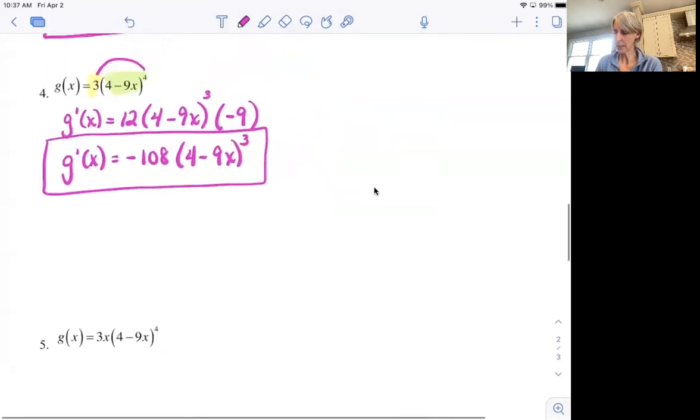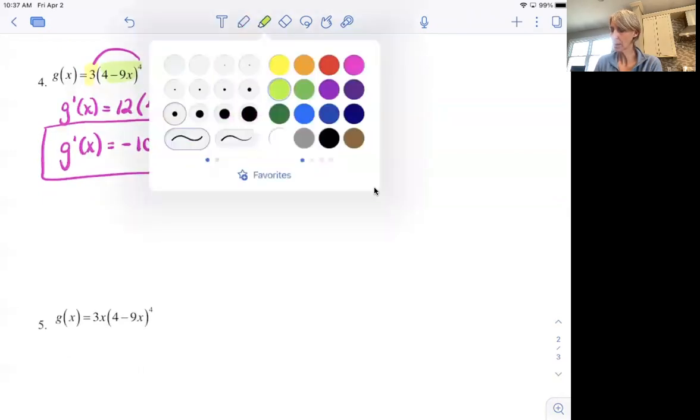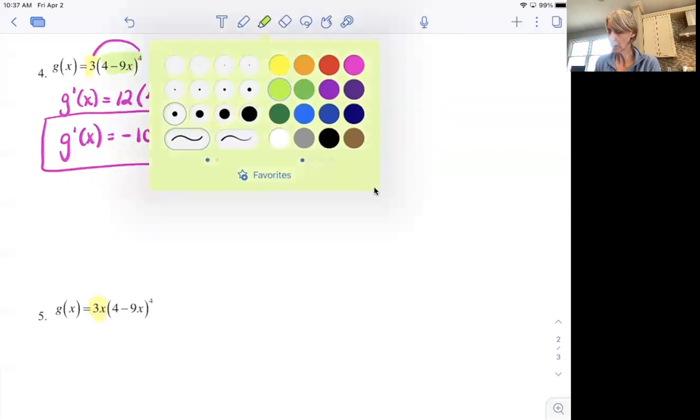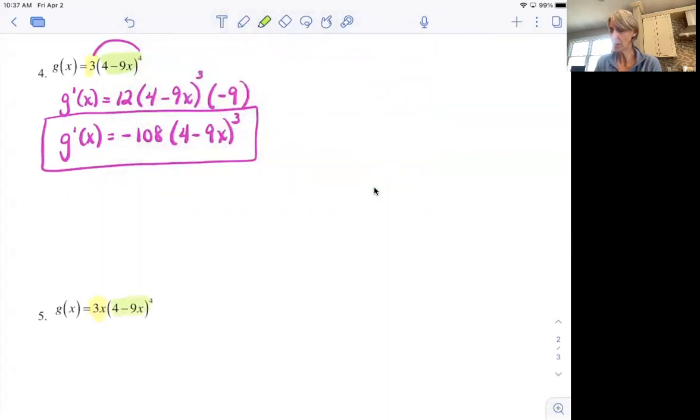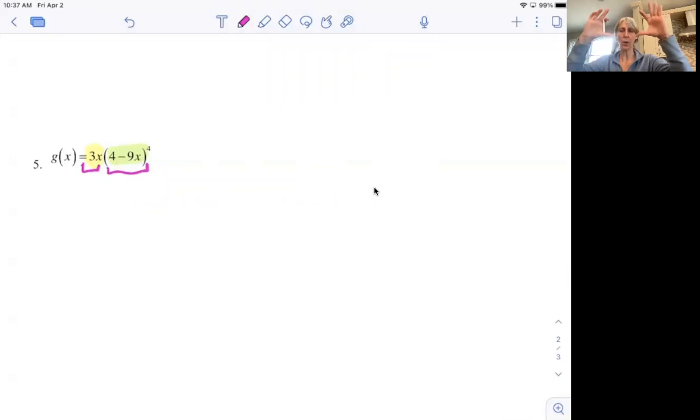Now, when we look at number 5, what do you notice different about this? If I go out front here, that has an x now. So I have to use the product rule. I have 2 functions. Your only other option would be to raise 4 minus 9x to the 4th power, which is just not going to be good or easy.